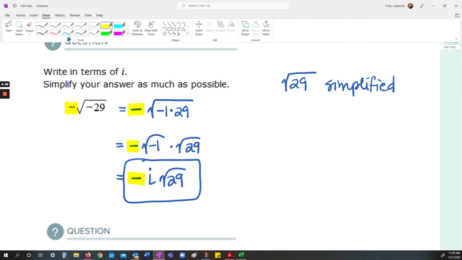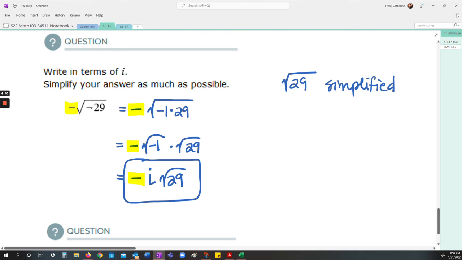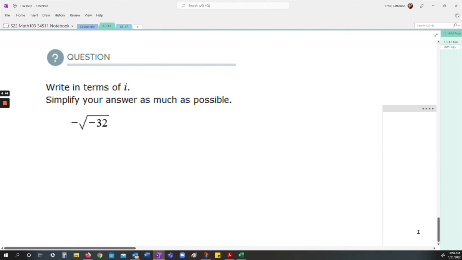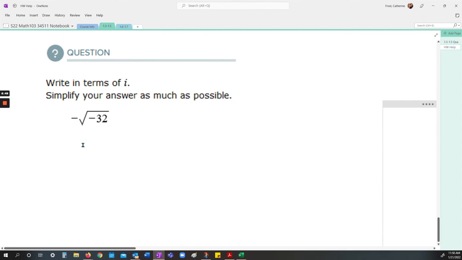Okay, so let's do one more. So this one we're going to have kind of both issues. Okay, so we have negative square root of negative 32. So 32 is a little weird because when you're looking for perfect square factors, you might think, oh, 4 and 8. But there's actually a larger perfect square factor than 4, and that would be 16.